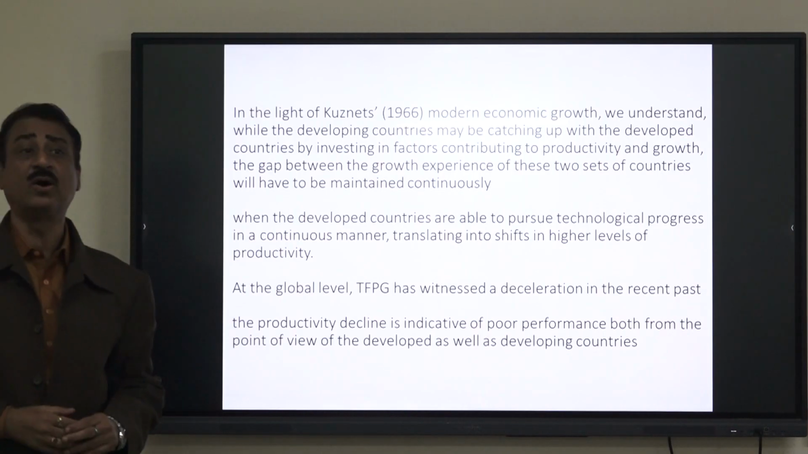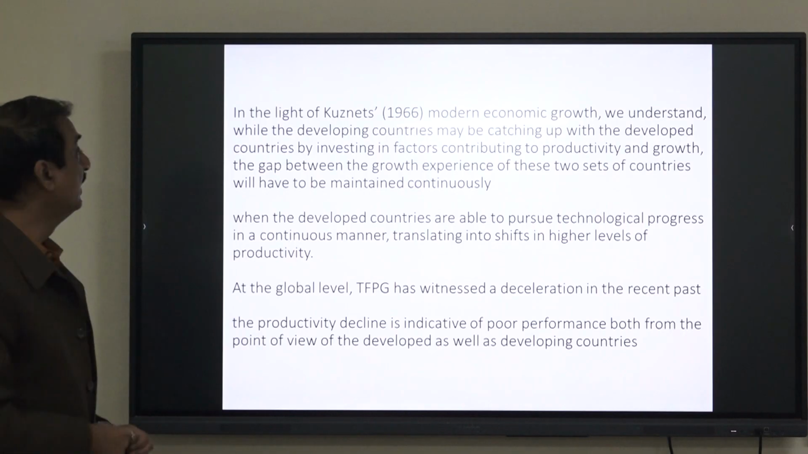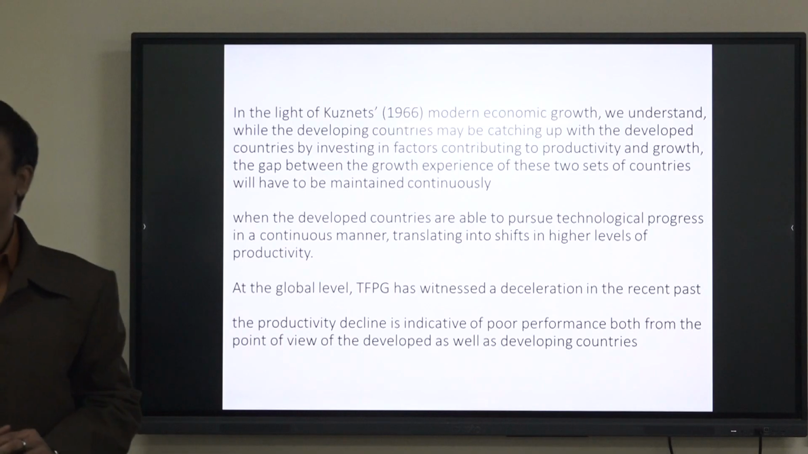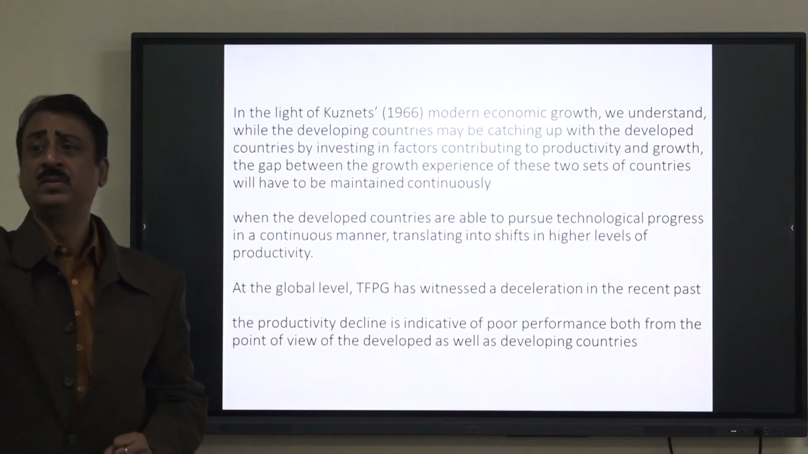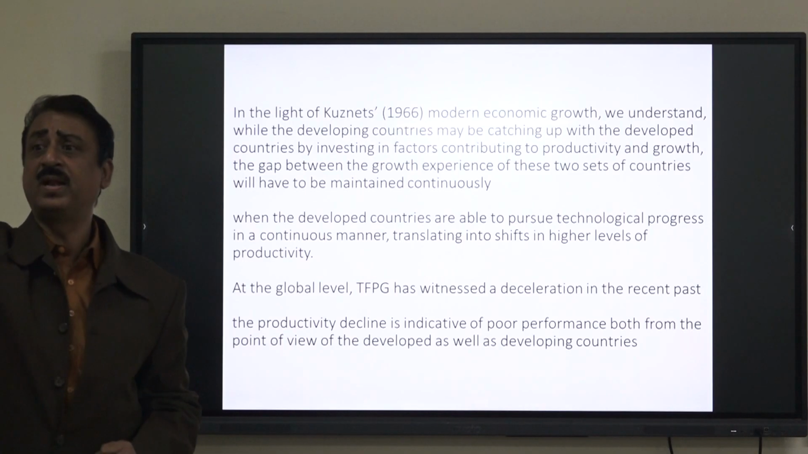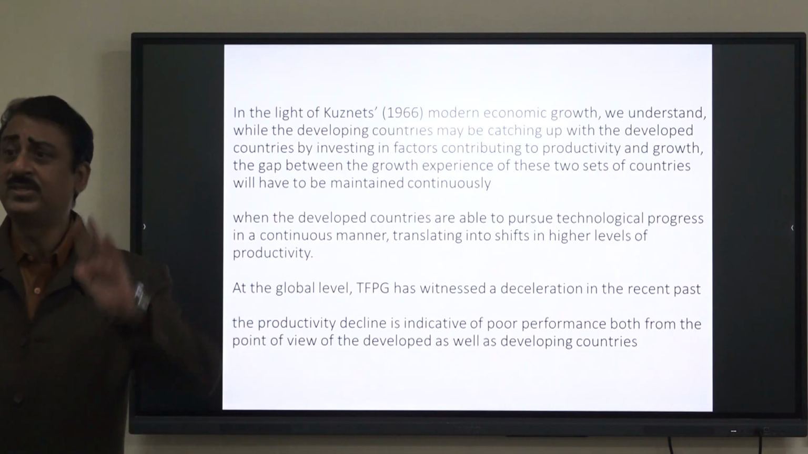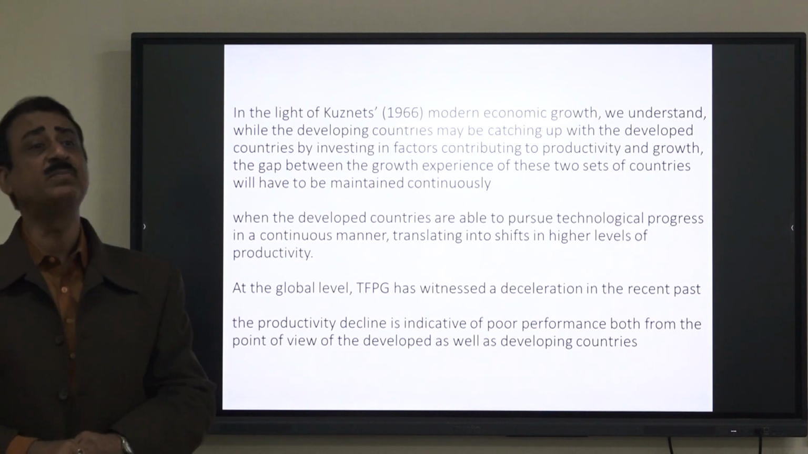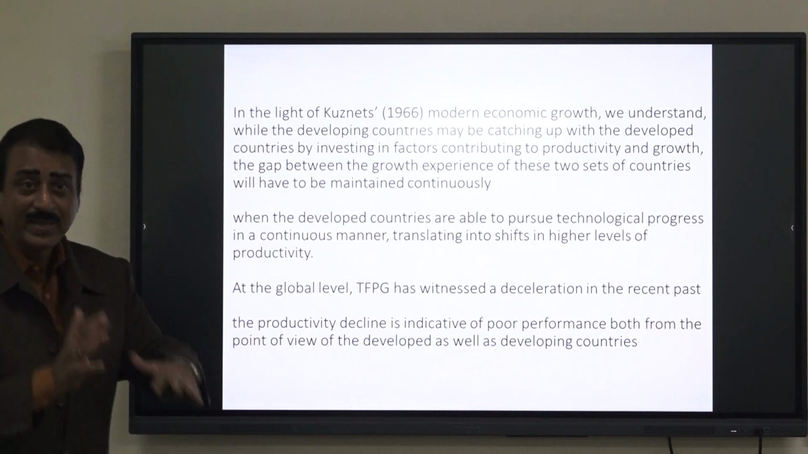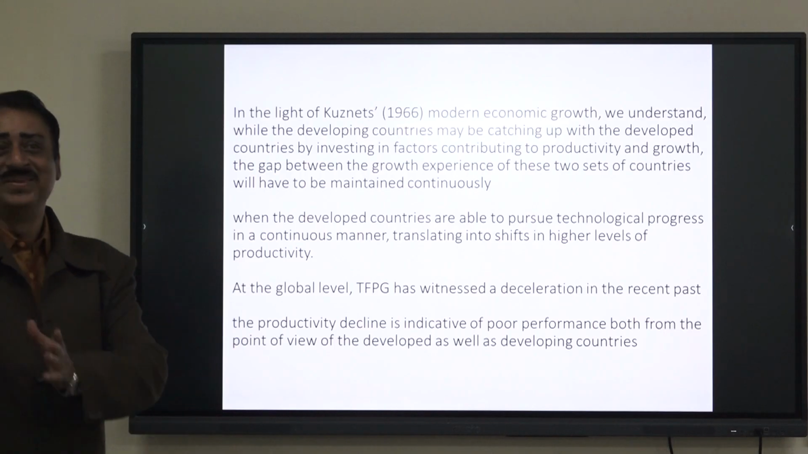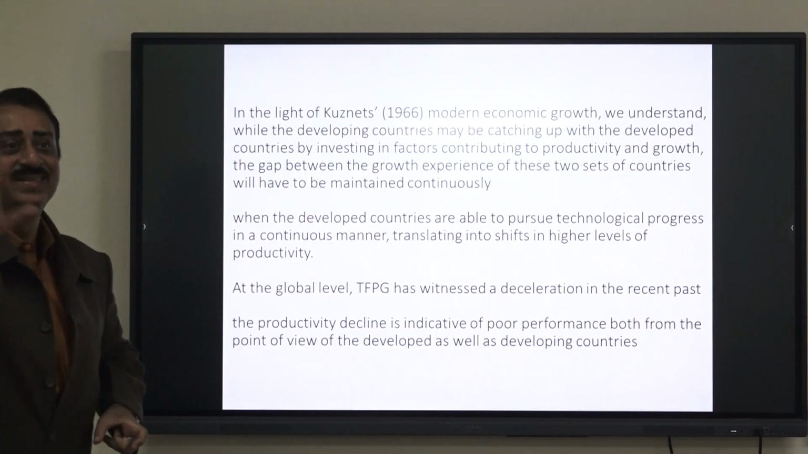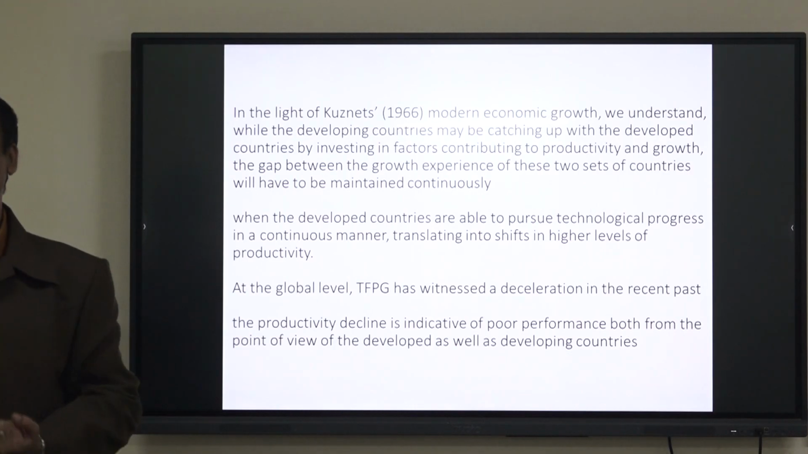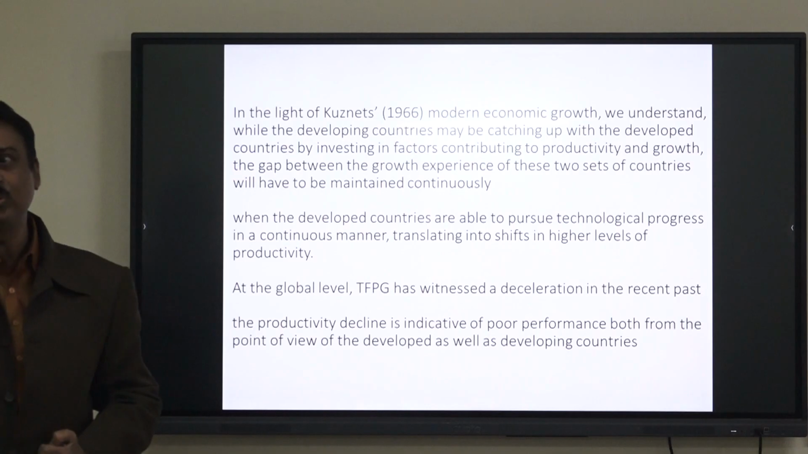When Kuznets got the Nobel Prize in 1966, he was basically trying to argue that the developed countries must keep on innovating, one after another. They should not be sitting down quietly. One after another, new technology and new innovation must take place. And the developing countries would be chasing them. So there would be a kind of race. The developed countries are running ahead and the developing countries are trying to catch up. That is the key to progress.